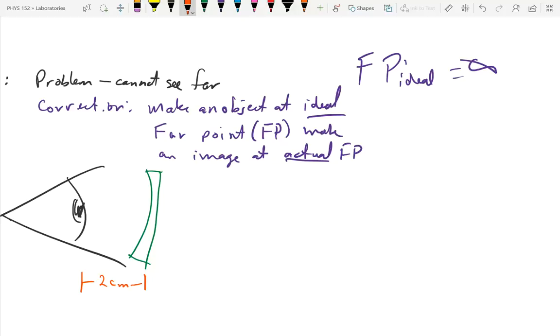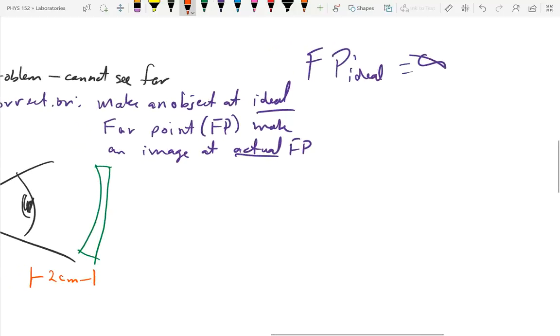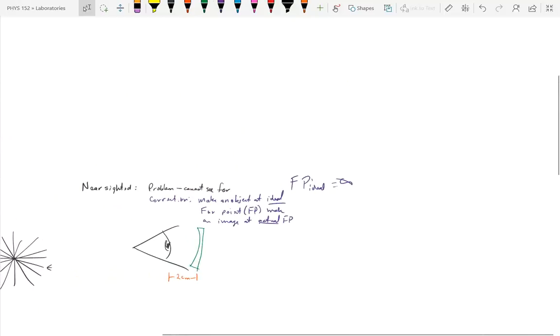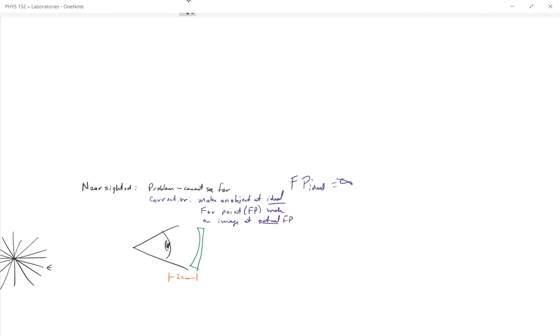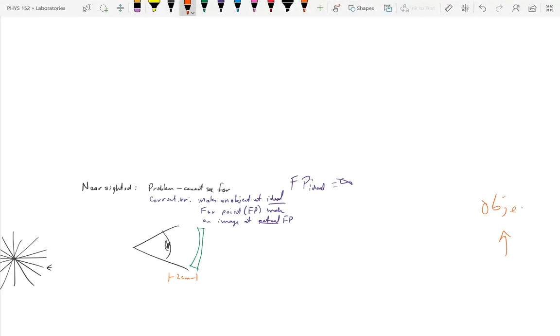The distance from your eyeball to the glasses is an important part of the prescription of your glasses. And then I'm going to have an object that's placed at my ideal far point. Where's my object? The ideal far point, that's infinitely far away. So what's my object distance? Where do I measure my object distance from? From the lens. That's a point where people can make mistakes. So I have distance object equals infinity.